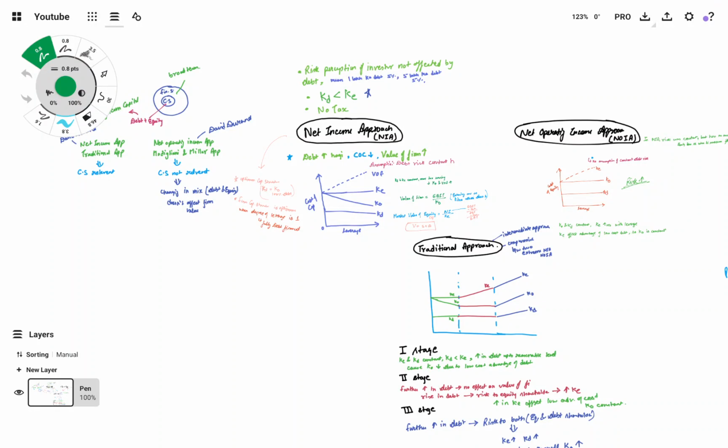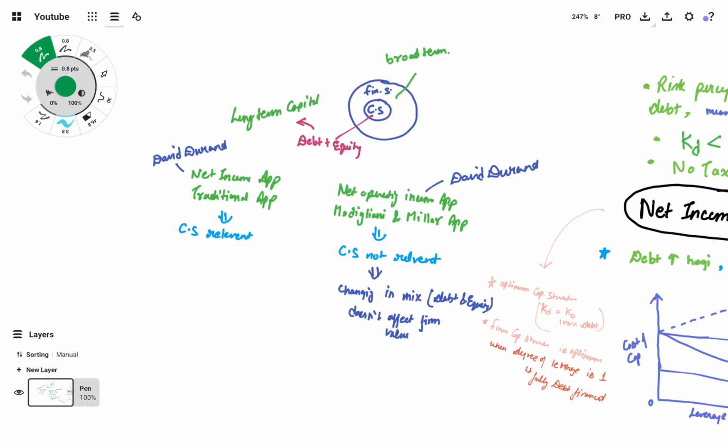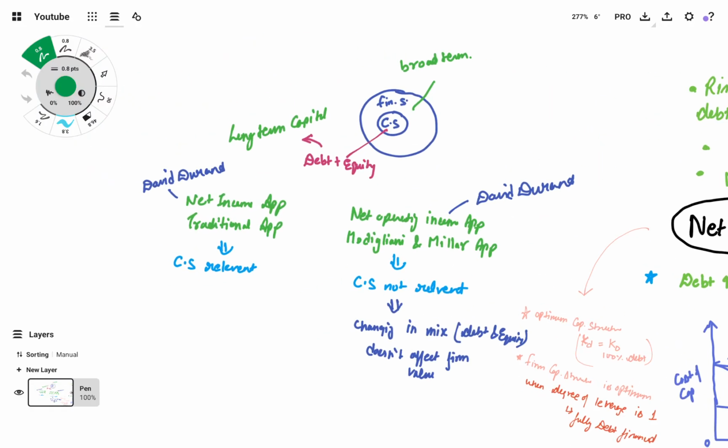Today we are going to discuss theories of capital structure, and I hope you are doing your study very well. So let's start. Firstly, what do you mean by capital structure? It is the combination of debt and equity, the mix of how much debt you require to earn profit and how much equity you should have in the business. So we can say it is long term capital. Debt and equity are long term capital.